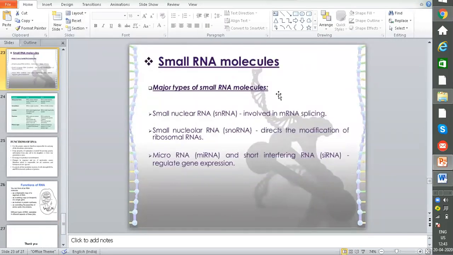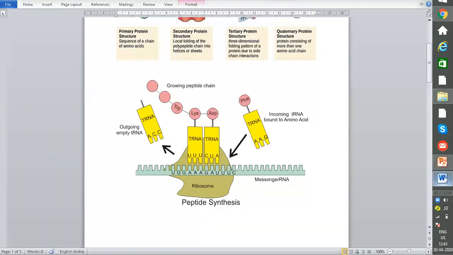And we also have small RNA molecules, that is snRNA, small nuclear RNA, which is useful for mRNA splicing. So mRNA splicing means that in the splicing process, the coding sequences called exons are joined.